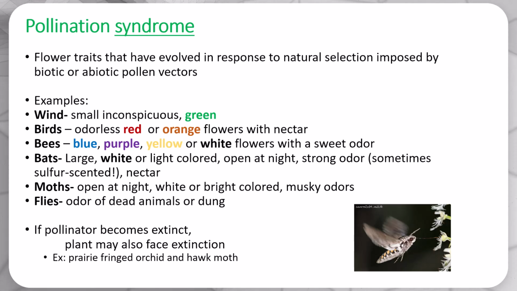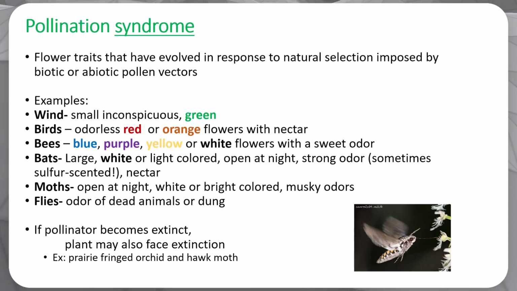Flowers that are pollinated by moths are open at night. They tend to have white or bright colored flowers and have a more musky odor. And then there are flowers that are pollinated by flies as well, and those tend to smell like either dung or dead animals. And this can be problematic. For example, if a pollinator becomes extinct, then the plant may also face extinction as well.